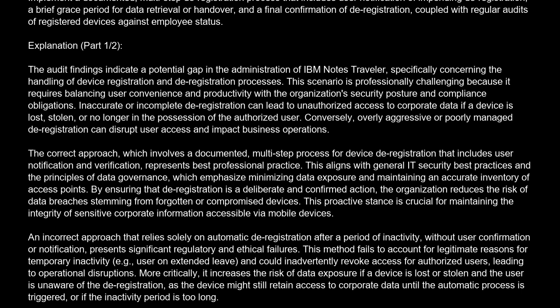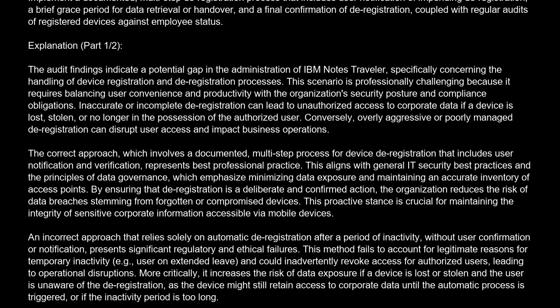This scenario is professionally challenging because it requires balancing user convenience and productivity with the organization's security posture and compliance obligations. Inaccurate or incomplete deregistration can lead to unauthorized access to corporate data if a device is lost, stolen, or no longer in the possession of the authorized user. Conversely, overly aggressive or poorly managed deregistration can disrupt user access and impact business operations.